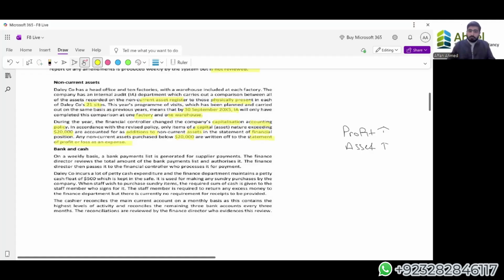Now, what can be the recommendation? First of all, any significant change in policy should be discussed, approved by the board of directors, and recorded and communicated to all levels, so that everyone is aware of this particular system. The capitalization limit should be lower. What is capitalization? Capitalization is basically an addition to the value of an asset. So 20,000 expenditure can basically result in the addition of the value of the asset. A lower threshold should be set for the capitalization limit so that the profitability and assets are not affected substantially.